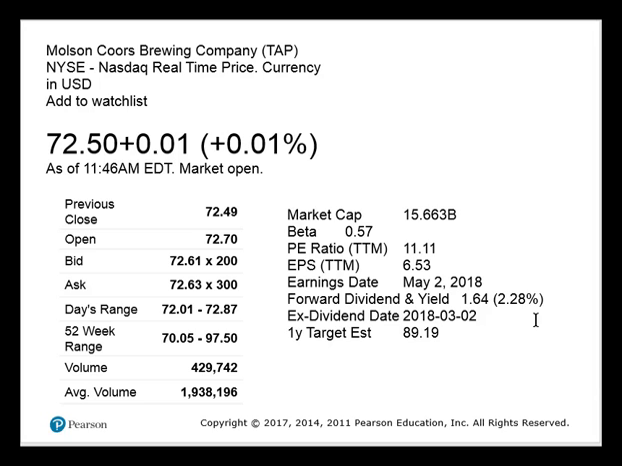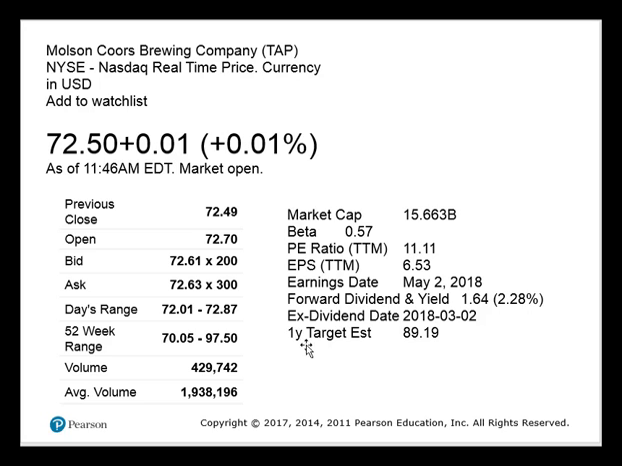So what is the yield? That's this return. What is the payout ratio? If you divide the dividend, $1.64 divided by $6.53, that represents the percentage of money paid out to shareholders. In this case, it was roughly 25%. Again, there was lots of information.